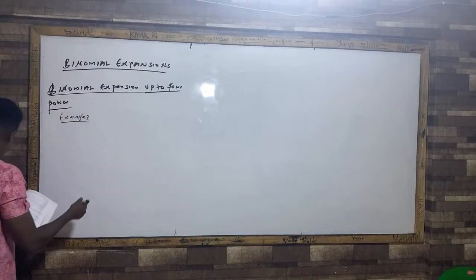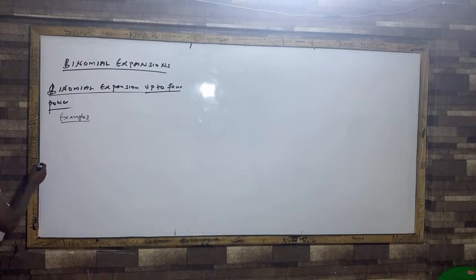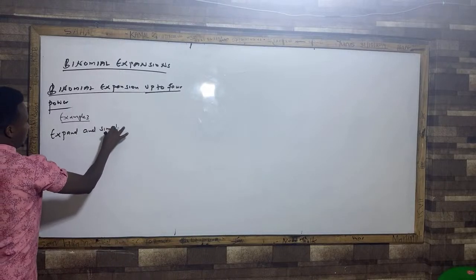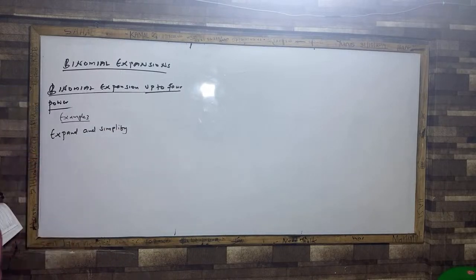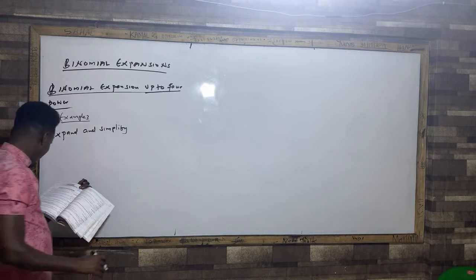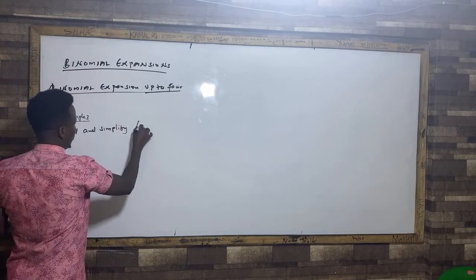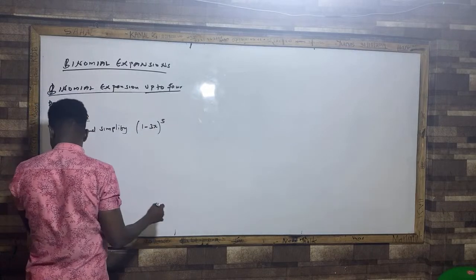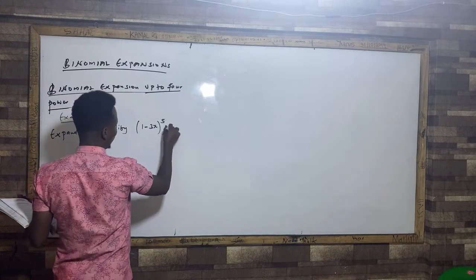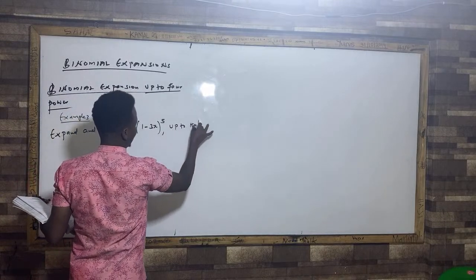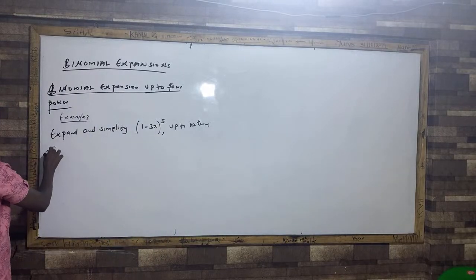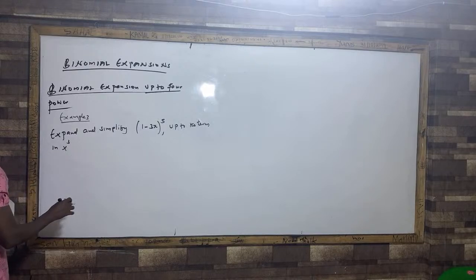So look at this question. Expand and simplify (1 minus 3x) to the power of 5, up to the term in x to the power of 3.